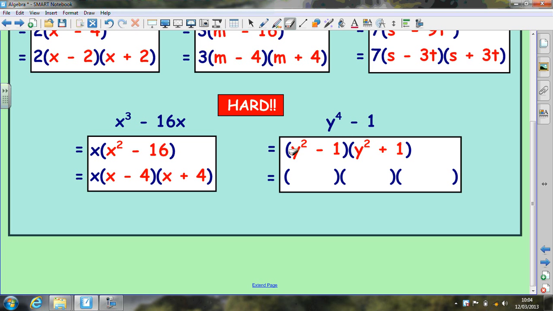Now looking at this first bracket here, we've got y squared subtract 1. That is also a difference of two squares. The second one is not because there's a plus there. But the first bracket will split into these first two here. So y times y makes your y squared. 1 times 1 makes your 1 here, and a plus and a minus. And then this is your second bracket. This has just been rewritten down here.